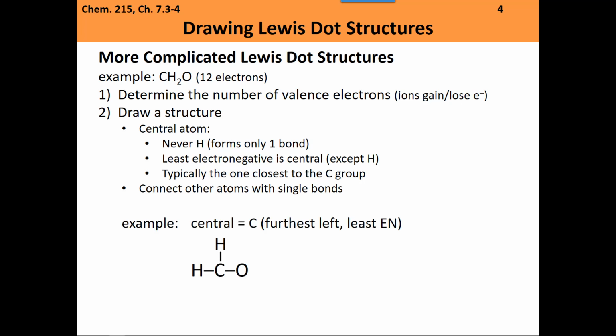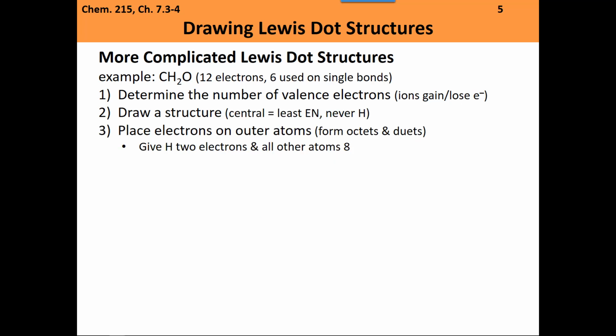I can then draw bonds to the other 3 atoms, to the oxygen, to the hydrogen, and to the other hydrogen. So far, I have 6 electrons here. 2 in this bond, 2 in this bond, and then 2 here. Next, I go ahead and place electrons on the outer atoms in order to form octets. I don't do anything to the hydrogen because it already has that duet. So I can go ahead and put it on that oxygen. So I have put 6 electrons here. That will give my oxygen an octet. Notice at this point, I've now used 2, 4, 6, 8, 10, 12 electrons.